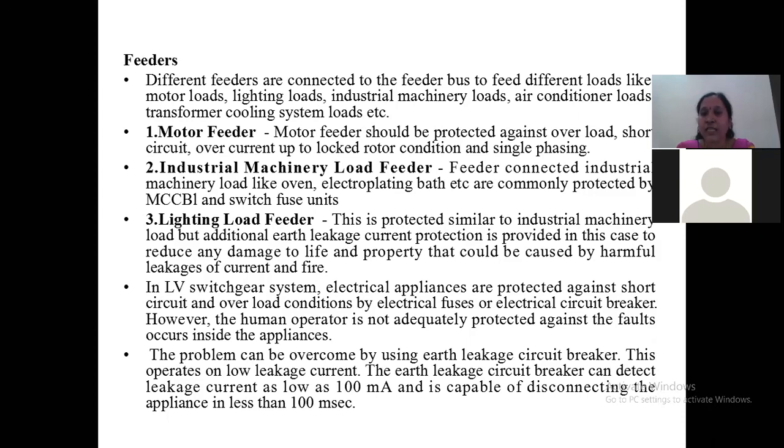Okay, for providing the protection for the human also, we have one more device, that is the earth leakage circuit breaker. Okay, so this operates on the low leakage current. The earth leakage circuit breaker can detect the leakage current as low as 100 milliamperes and is capable of disconnecting the appliance in less than 100 milliseconds. Okay, so this is one more device you can have, that is the earth leakage circuit breaker.